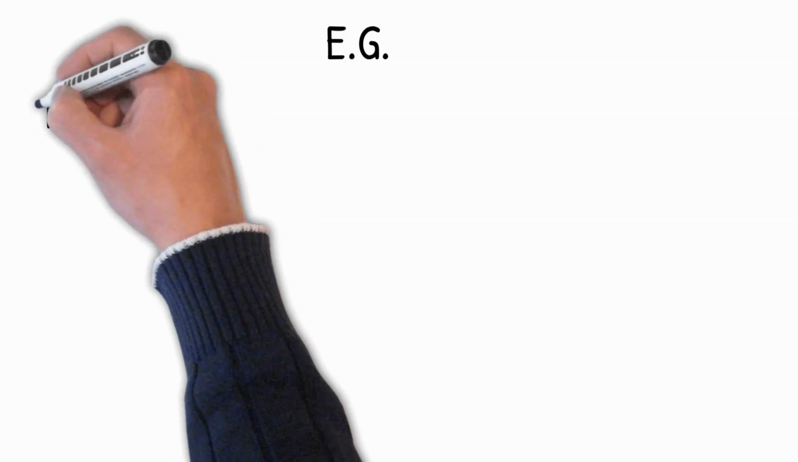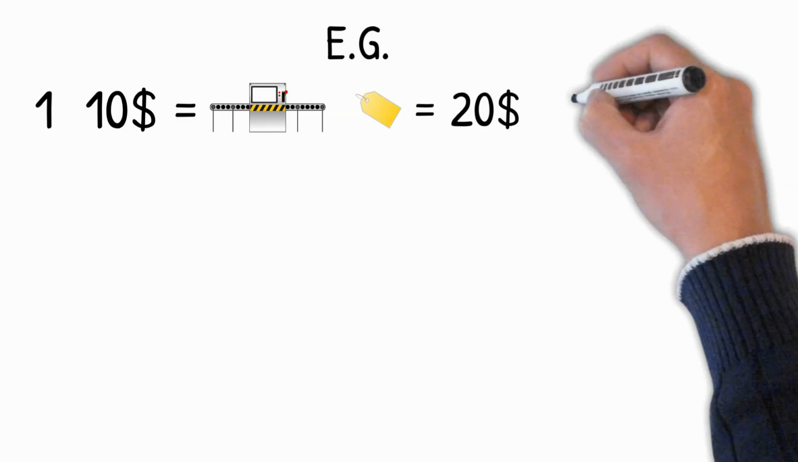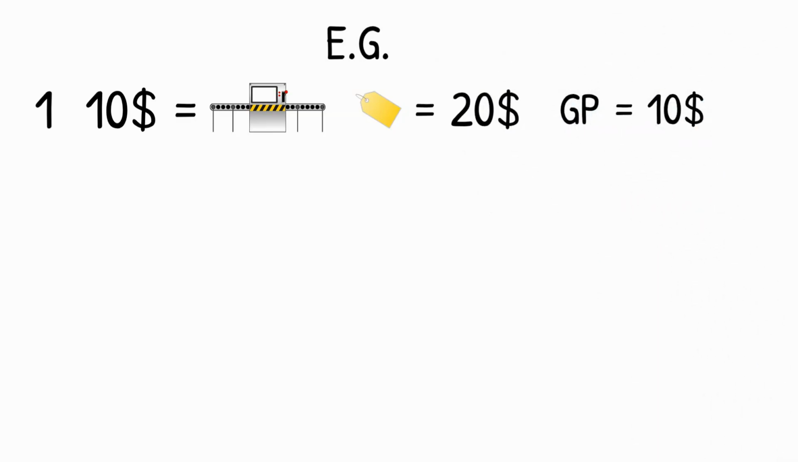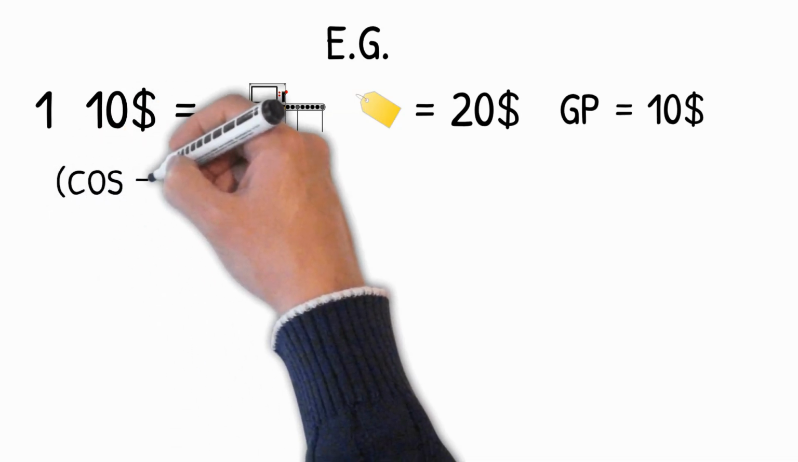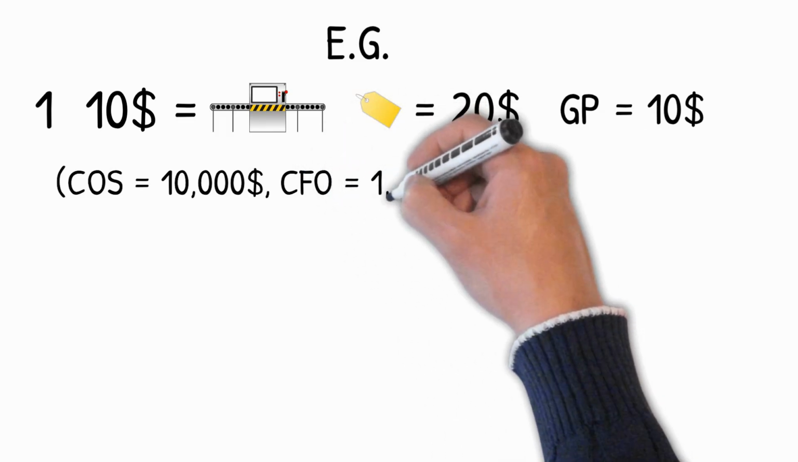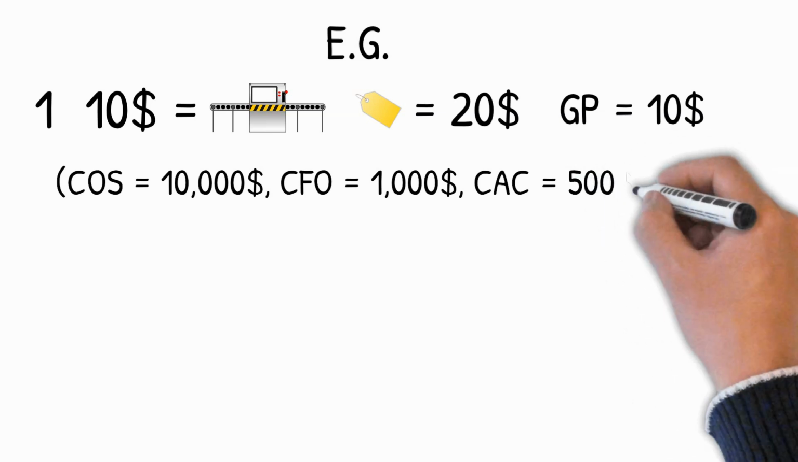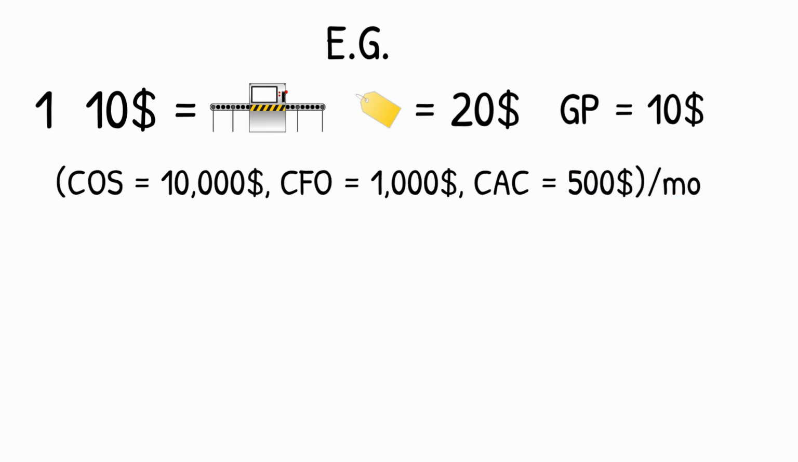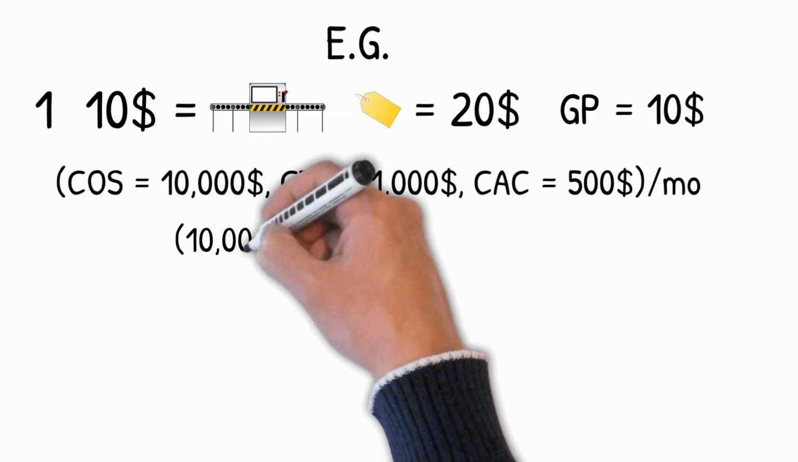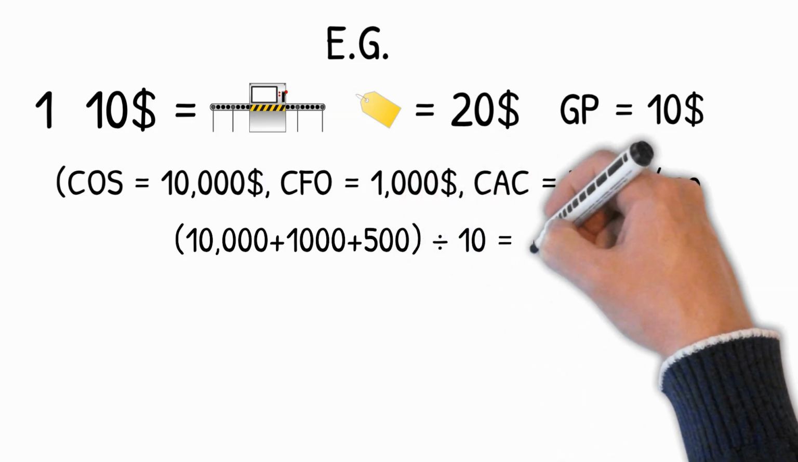For example, if 1 unit of your product costs $10 to produce and you sell it for $20, then the gross profit is $10. Next, if we assume that your costs are cost of sales $10,000, cost of overhead $1,000, and accumulative cost $500 per month, and if you insert all those in the formula, you will then see that your critical rate of sales, or the amount of sales you need to break even, is 1,150.